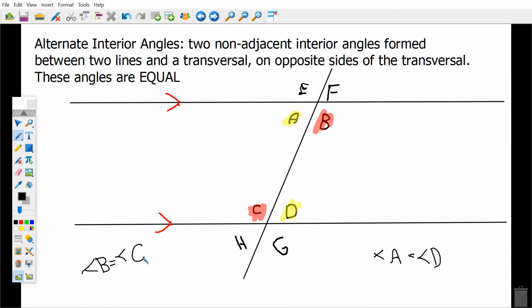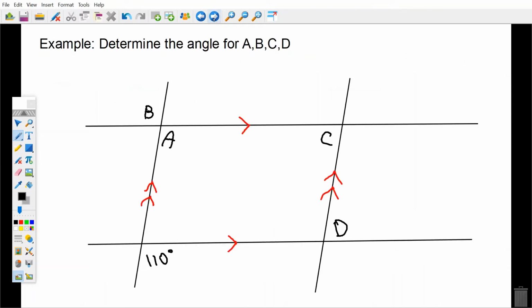Okay. Next up. Here's an example. We're going to put these rules into action. We are given one angle. We're given that this angle at the bottom here is 110 degrees. From that, we are asked to find the angles for A, B, C, and D. Let's give that a try. There are a number of ways you can attack these questions. There's no right or wrong way, as long as you're following the rules.